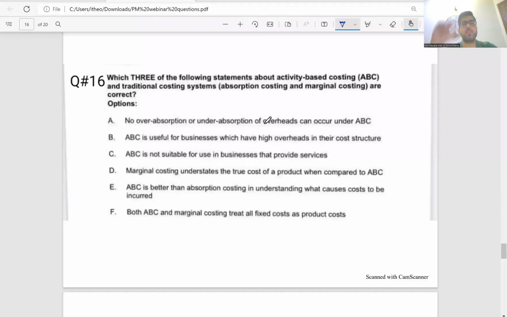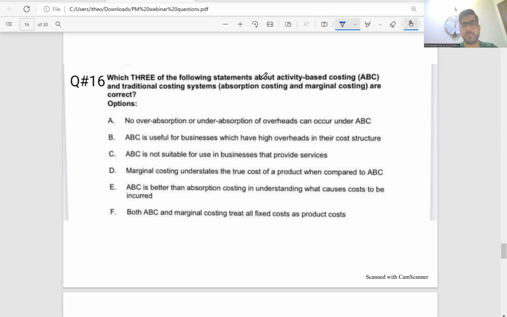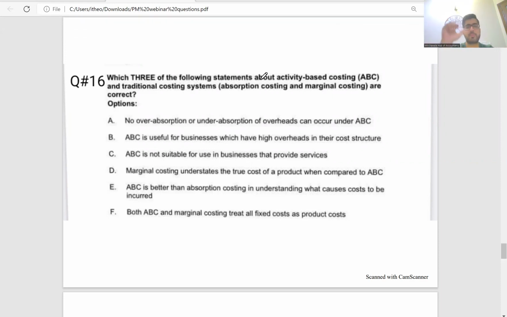Okay, next MCQ: which three of the following statements about ABC and traditional costing system absorption model are correct? So it's asking which three of the following statements are correct. Very easy MCQ of ABC and absorption model. Please read the requirement. Which three of the following statements about ABC and traditional absorption model are true?